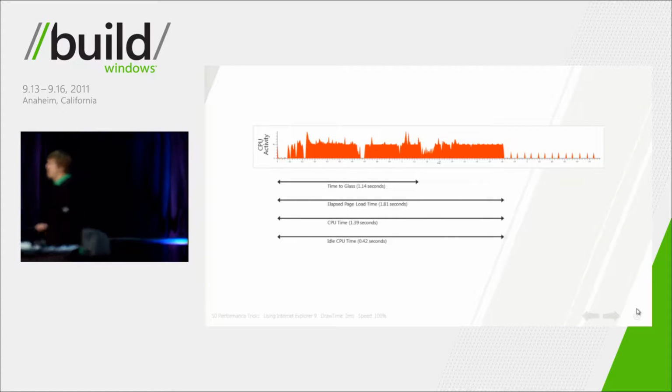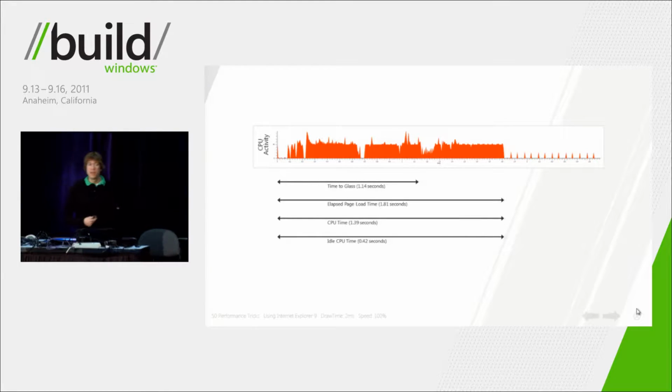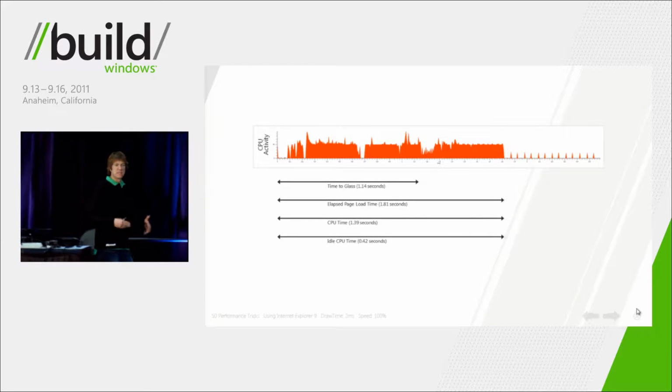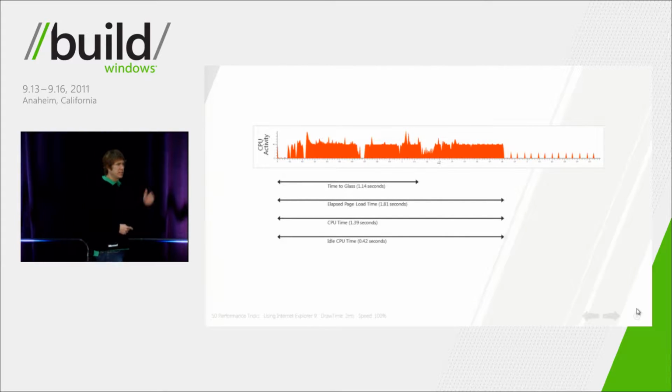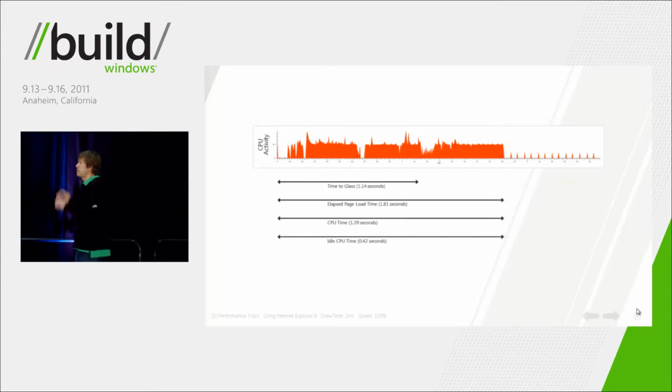The second line down is what we call elapsed page load time. This is the time, how many seconds or milliseconds it takes from when the user clicks the action, clicks on the link, until the page is fully loaded and the CPU acquiesces. So this is elapsed page load time.